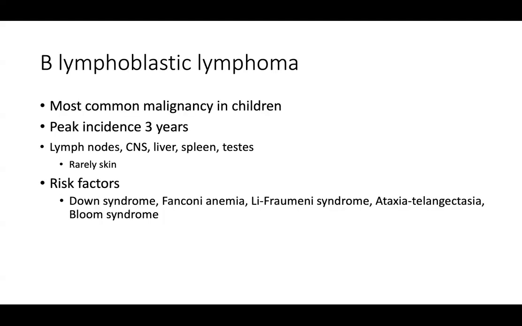Moving on to B lymphoblastic lymphoma. This is the most common malignancy in children. It peaks at 3 years. Lymph nodes, central nervous system, liver, spleen, and testes can be involved, rarely the skin. However, it can. The risk factors for B lymphoblastic lymphoma include Down syndrome, Fanconi anemia, Li-Fraumeni syndrome, ataxia telangiectasia, and Bloom syndrome.